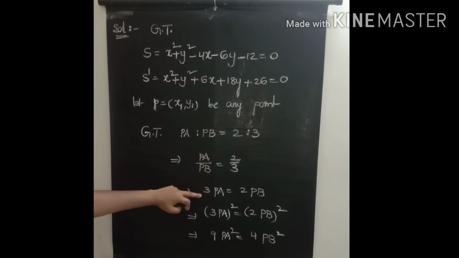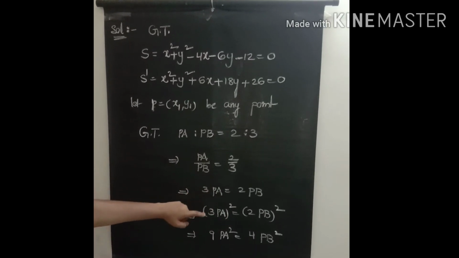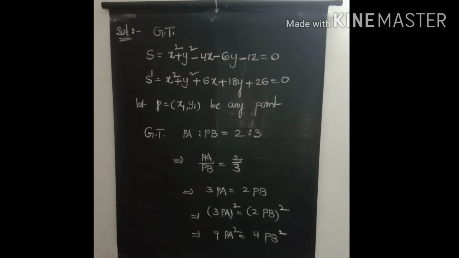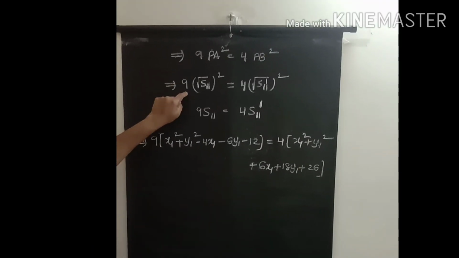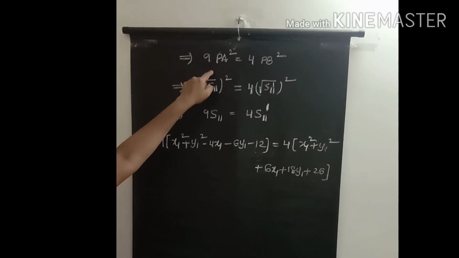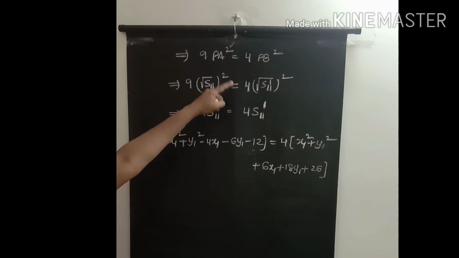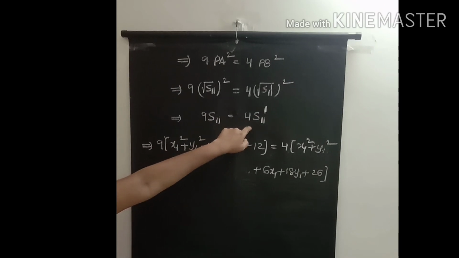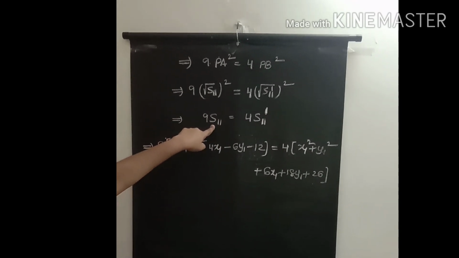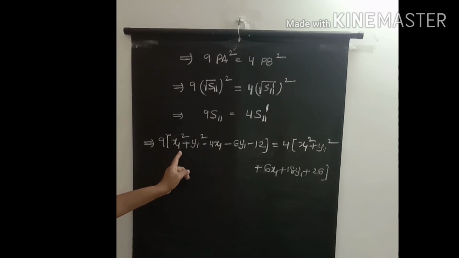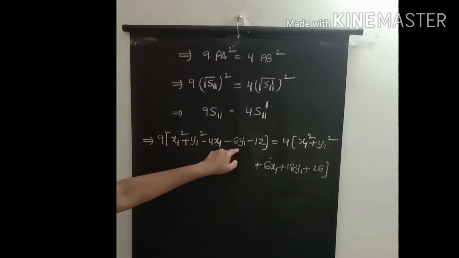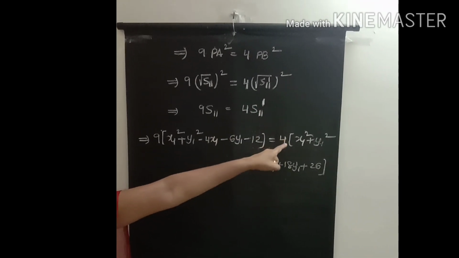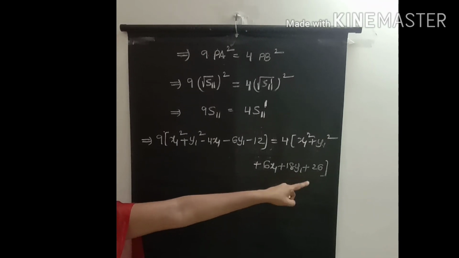Now taking cross product, 3PA equals 2PB. Now squaring on both sides, (3PA) whole square equals (2PB) whole square, that is 9PA square equals 4PB square. 9 into PA square, the length of the tangent to the first circle, root S11 whole square, equals 4 into PB square, root S11 dash whole square. That means 9 into S11 equals 4 into S11 dash. Now S11 means substituting x1, y1 in the first circle, which gives x1 square plus y1 square minus 4x1 minus 6y1 minus 12, equals 4 into substituting the point x1, y1 in the second circle equation, x1 square plus y1 square plus 6x1 plus 18y1 plus 26.